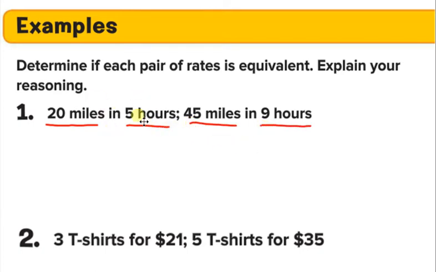We're going to take the first part of the problem and set it up as a fraction. So 20 miles, 5 hours. Put an equal sign. 45 miles, and then a fraction bar, 9 hours. There are two different ways to determine if these ratios are equivalent. The first way is we can find the unit rate of each one of these. The unit rate of 20 over 5 is 4. The unit rate of 45 over 9 is 5. That would mean that these ratios are not equivalent because the unit rates do not match.